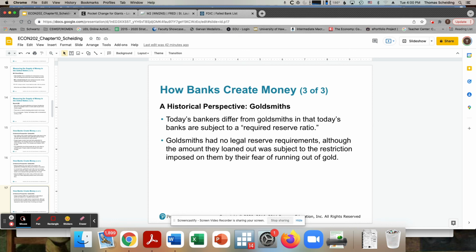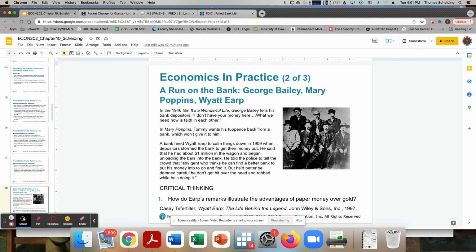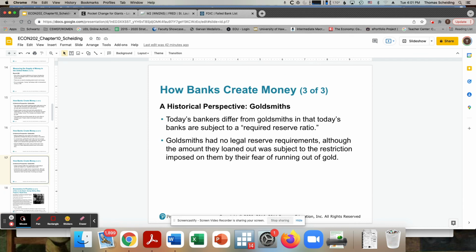The classic example would be if you watch the movie It's a Wonderful Life. There's the scene where everyone is running to the bank to take their deposits out. That is what a bank run looks like. A bank run looks like people standing outside the bank branch all trying to withdraw their money at the same time.